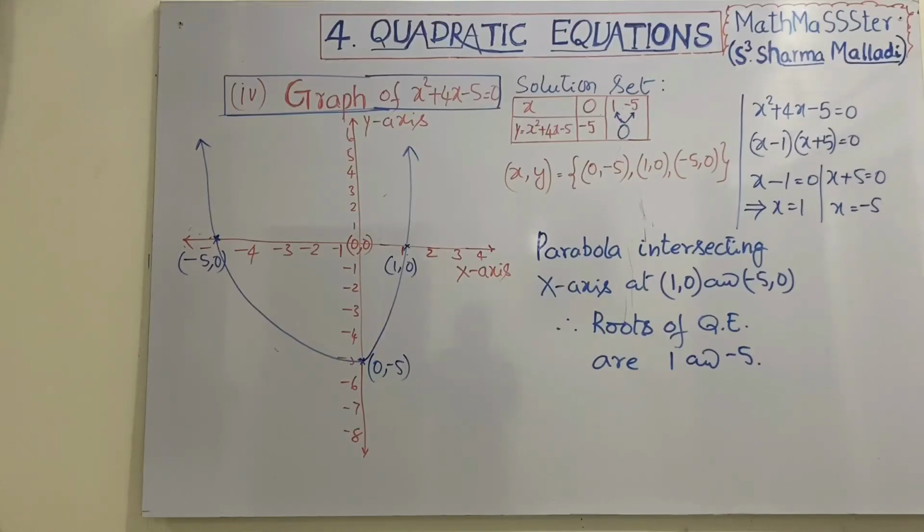See, if you substitute y is equal to 0, you will have two roots, that is 1 and minus 5. You prepare solution set, or means ordered pairs, (0, minus 5), (1, 0) and (minus 5, 0). Using these ordered pairs, draw the graph. It is passing through (1, 0), (0, minus 5) and (minus 5, 0). Parabola intersecting x-axis at (1, 0) and (minus 5, 0). Therefore, roots of quadratic equation are 1 and minus 5. Like this you have to do.